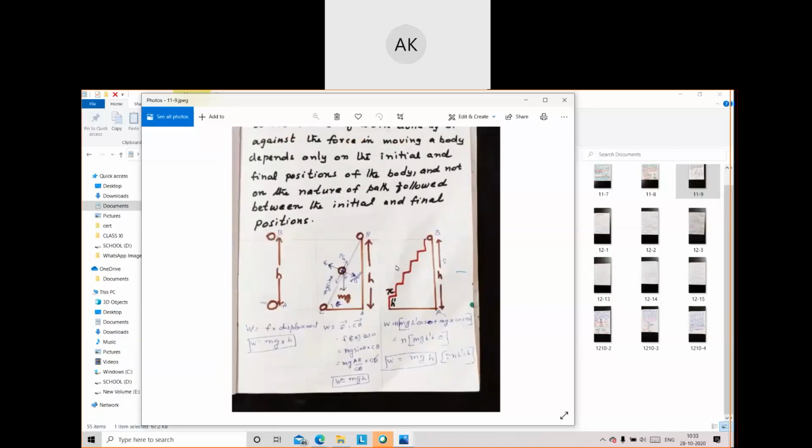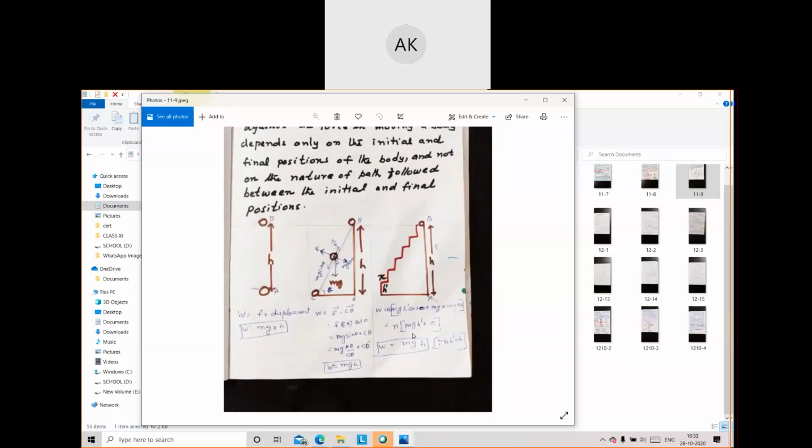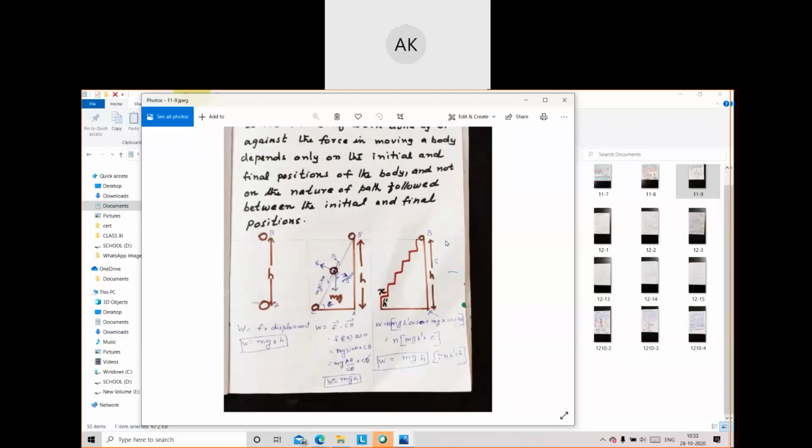So I think you understood. If you have doubt, you can call me after the class. Okay, such a force is a conservative force. Examples: gravitational force and the electrostatic force.